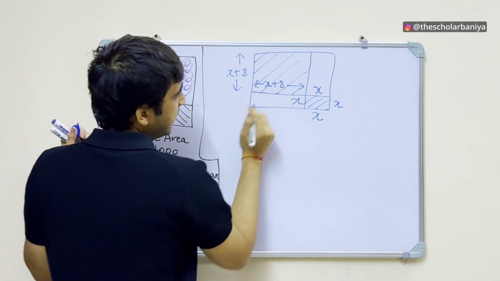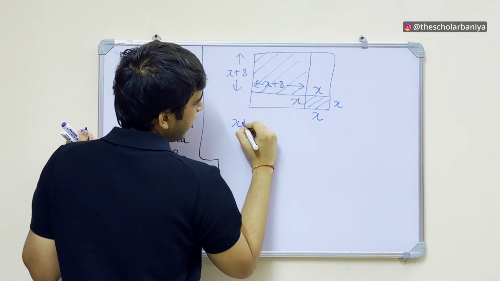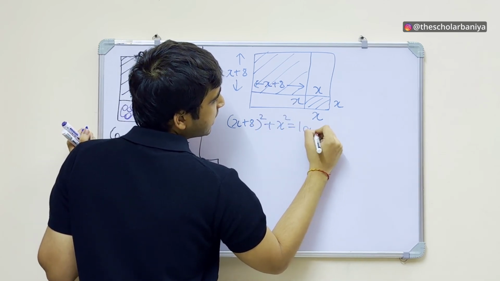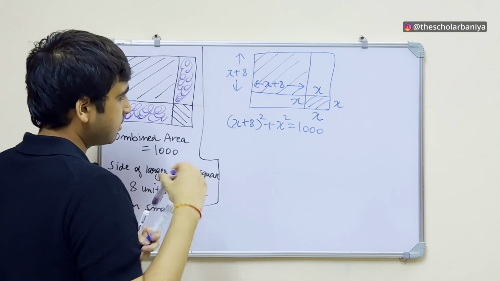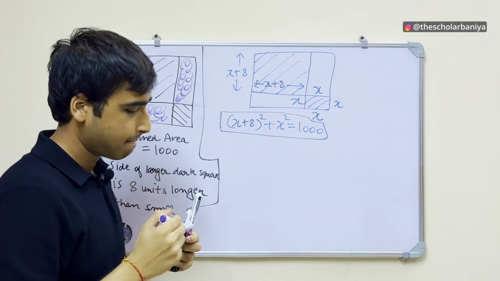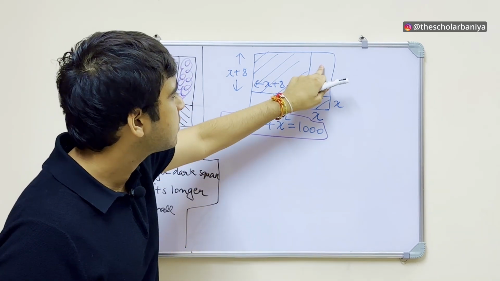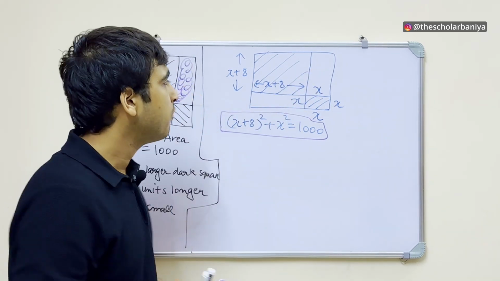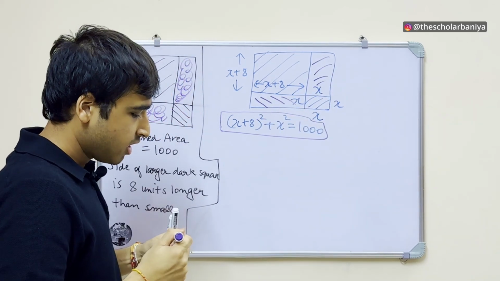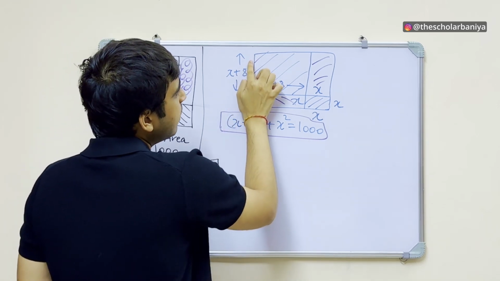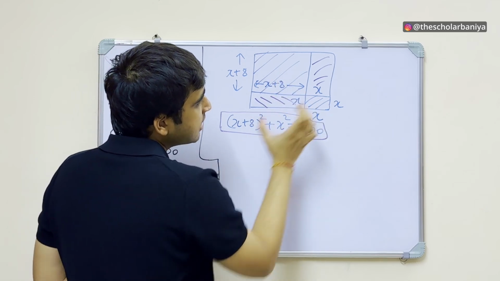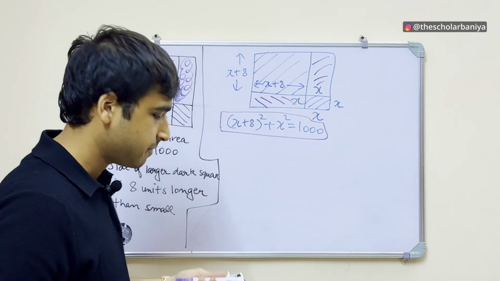So what will be the area? The area will be (x plus 8) into (x plus 8), so (x plus 8) square plus x square. This is given to be 1000. I hope this is absolutely clear, with no confusion. Now we need to find the area of this part plus this part, the purple ones. What we can do is take the entire big square and subtract the sum of these two squares, so we will get the area of these two remaining parts.